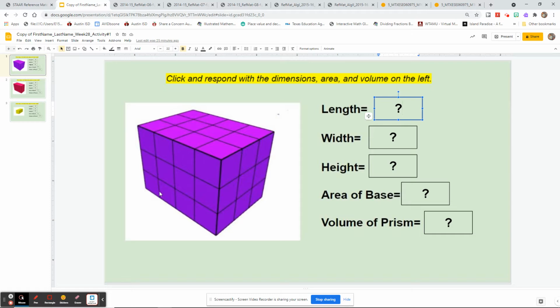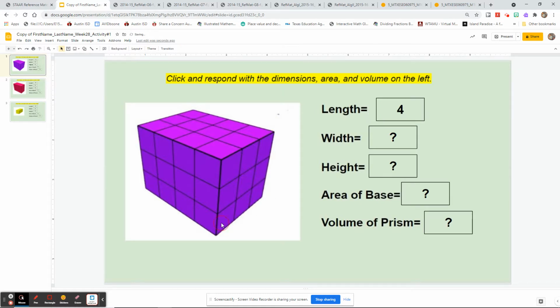So let's say this is length, 1, 2, 3, 4 cubes. So our length is 4. All right, our width is 1, 2, 3 cubes. So our width is 3. And then our height is 1, 2, 3 cubes. So our height is 3. We had 4 by 3 by 3.